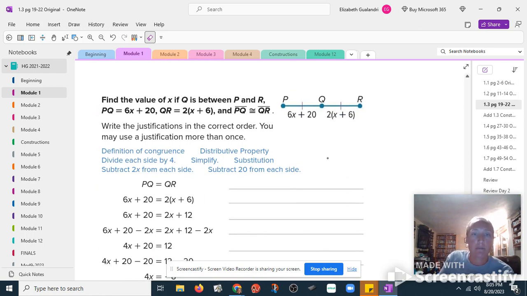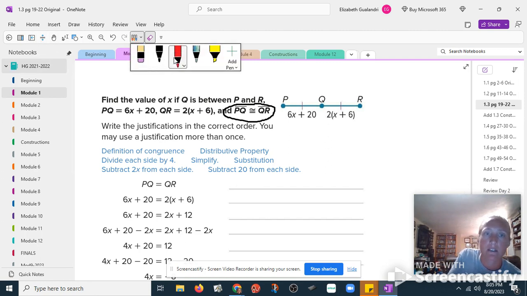Okay, so we get into problems like this. Find the value of x if Q is between P and R. And it tells you your PQ, it's already labeled though, it tells you your QR, that's also labeled, and it tells you that PQ is congruent to QR. So what we really want to just make sure of in this case is that you understand that congruence does tell us equality. And so here we would simply set my PQ equal to my QR and say that 6x plus 20 is equal to 2 times x plus 6.